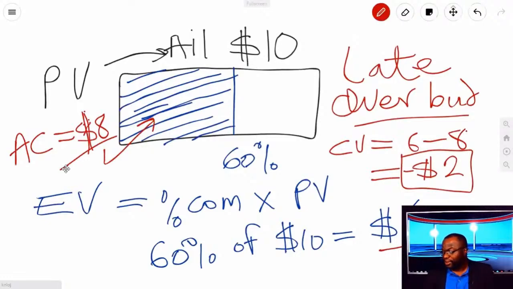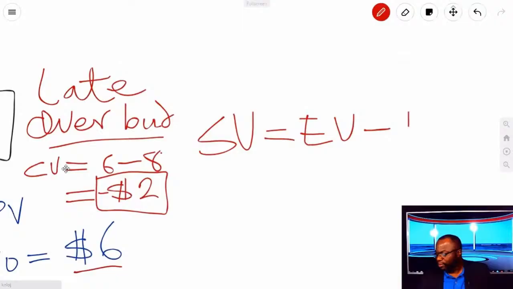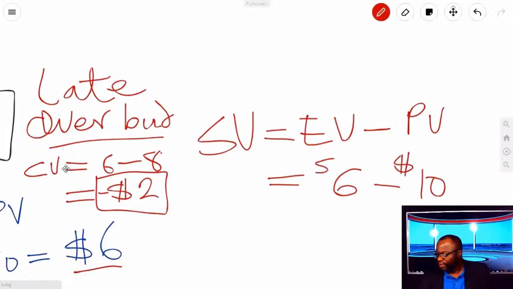You look at the schedule, the same thing. You're going to say, I planned to get $10 worth of work done. I only got $6 done. Common sense tells you, I'm $4 behind. Now, if we wanted to make it all scientific, we would say schedule variance is equal to earned value minus planned value. And that is really your $6 minus $10. Don't forget the dollar signs. This is a trick on most exams, but it's a minus $4.